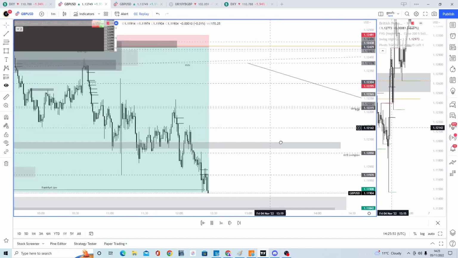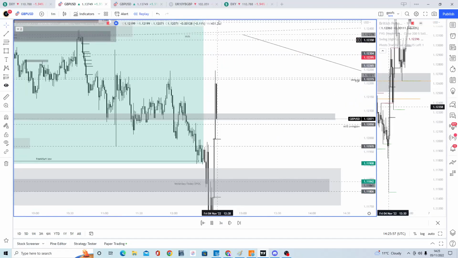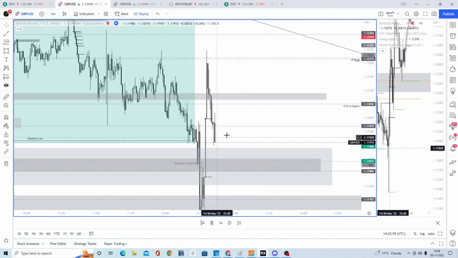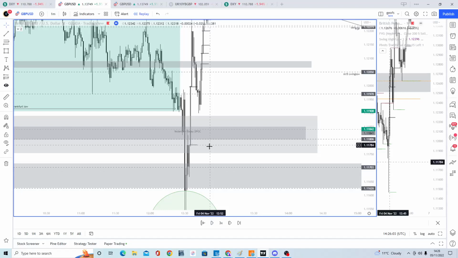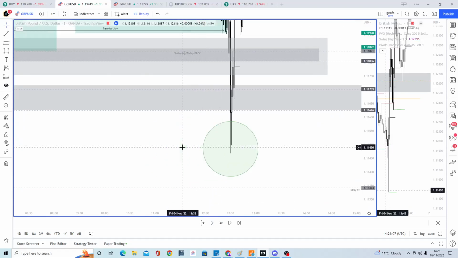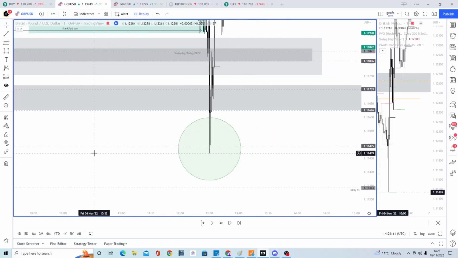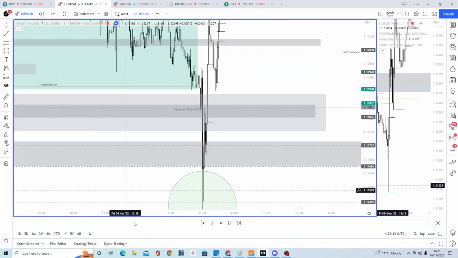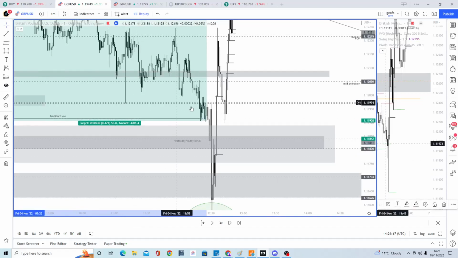Boom. Target. 12R. That's your week finished. Okay, this is the NFP spike. What does it do? Pause. Takes out yesterday's low. Okay, so you could have targeted that. If you had the balls to trade NFP, you could have targeted yesterday's low. But we should be happy with the Frankfurt low. You know, we get there before NFP.